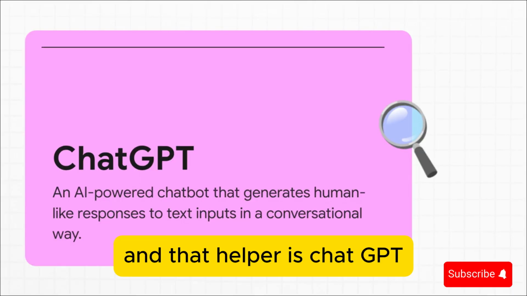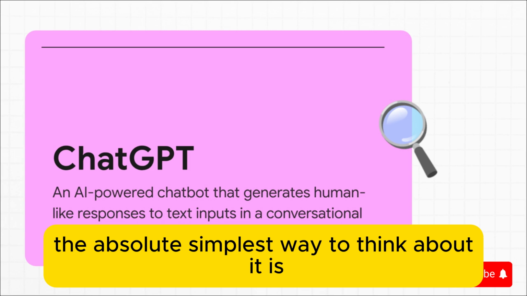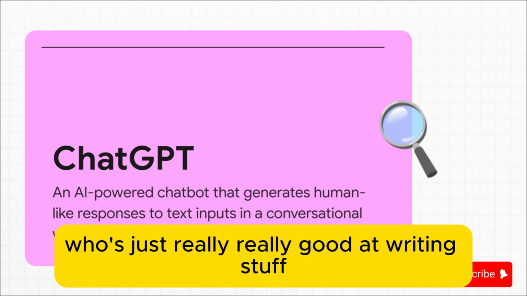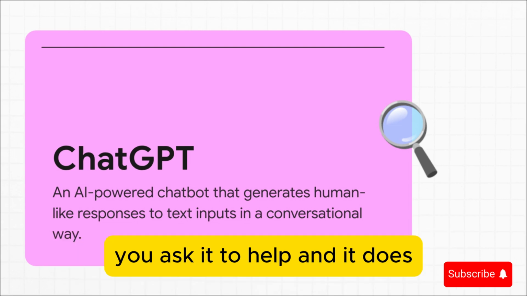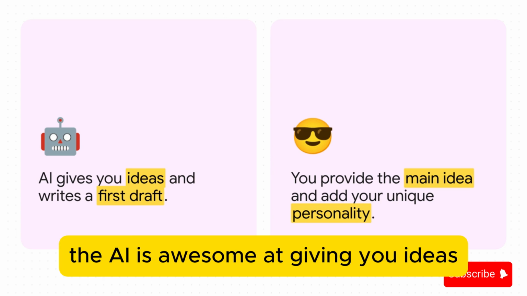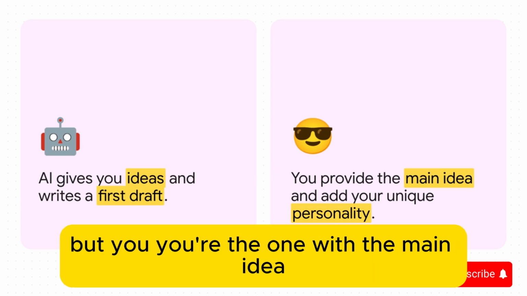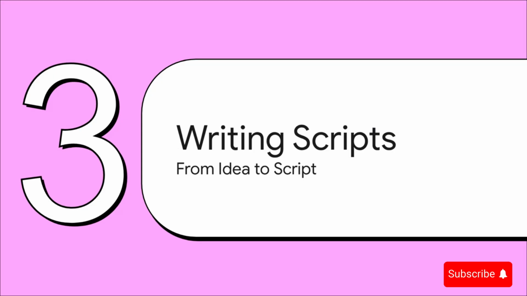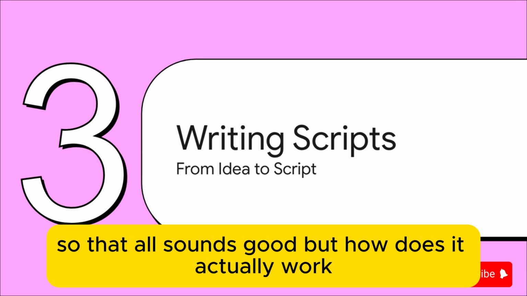And that helper is ChatGPT. The absolute simplest way to think about it is like having a super smart robot friend who's just really good at writing stuff. You ask it to help, and it does. Now this is really important. Think of it as a team effort. The AI is awesome at giving you ideas and getting that first draft down. But you're the one with the main idea, and you're the one who adds your personality. That's the secret sauce.